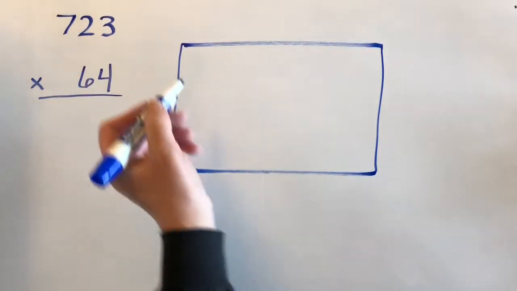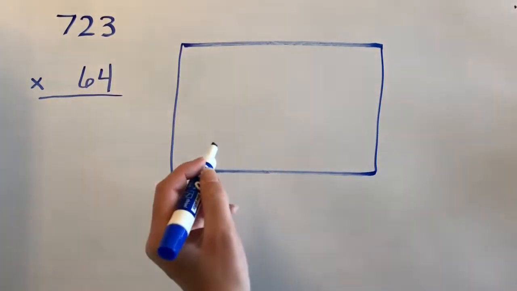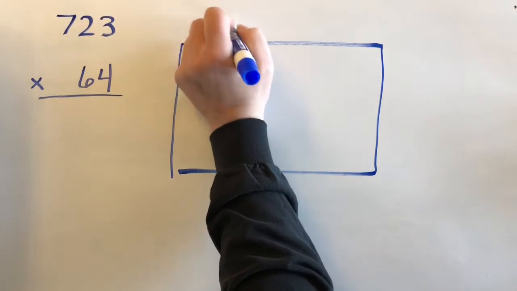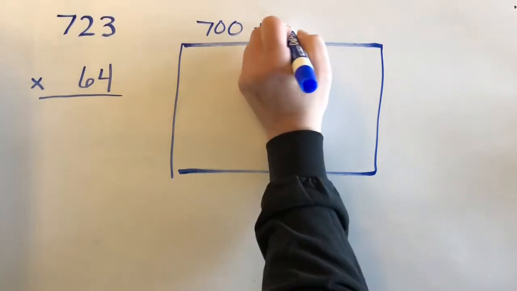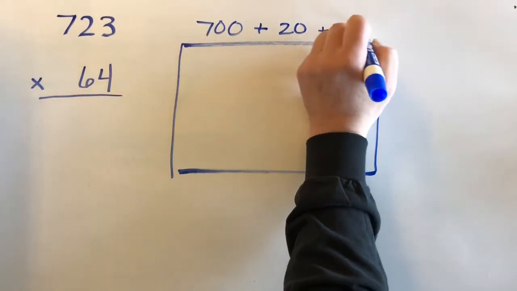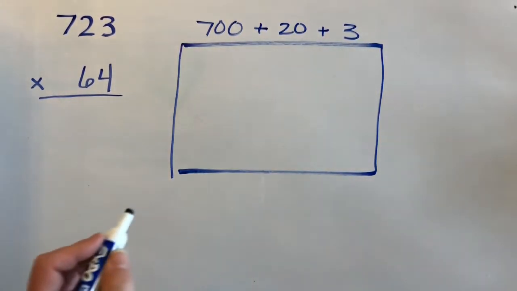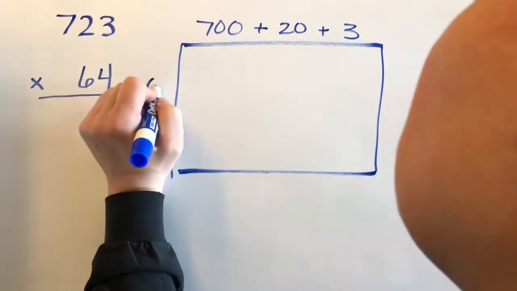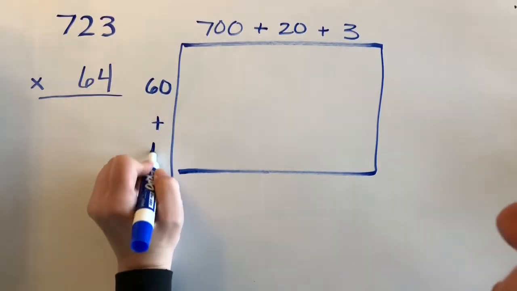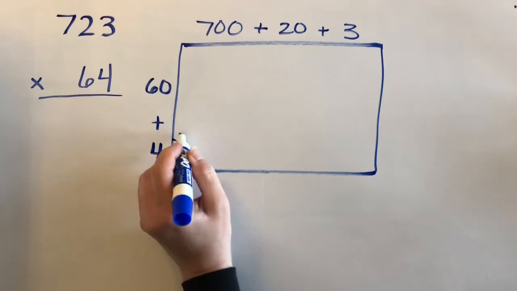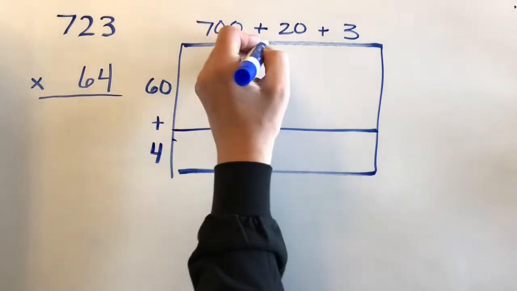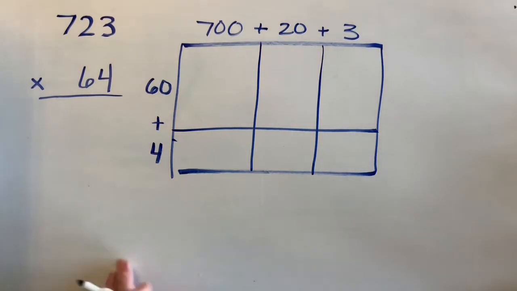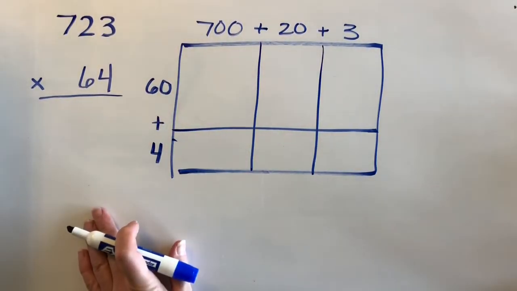And this is 723. So when I break this up and make an area model or the array model, I'm going to break it up into 700 plus 20 plus 3. This is the expanded form of this number. And then down here I'm going to do 64. So 60 plus 4. And then anywhere I see my plus sign, I'm going to draw a line to make my area boxes. So now we're going to multiply these through.